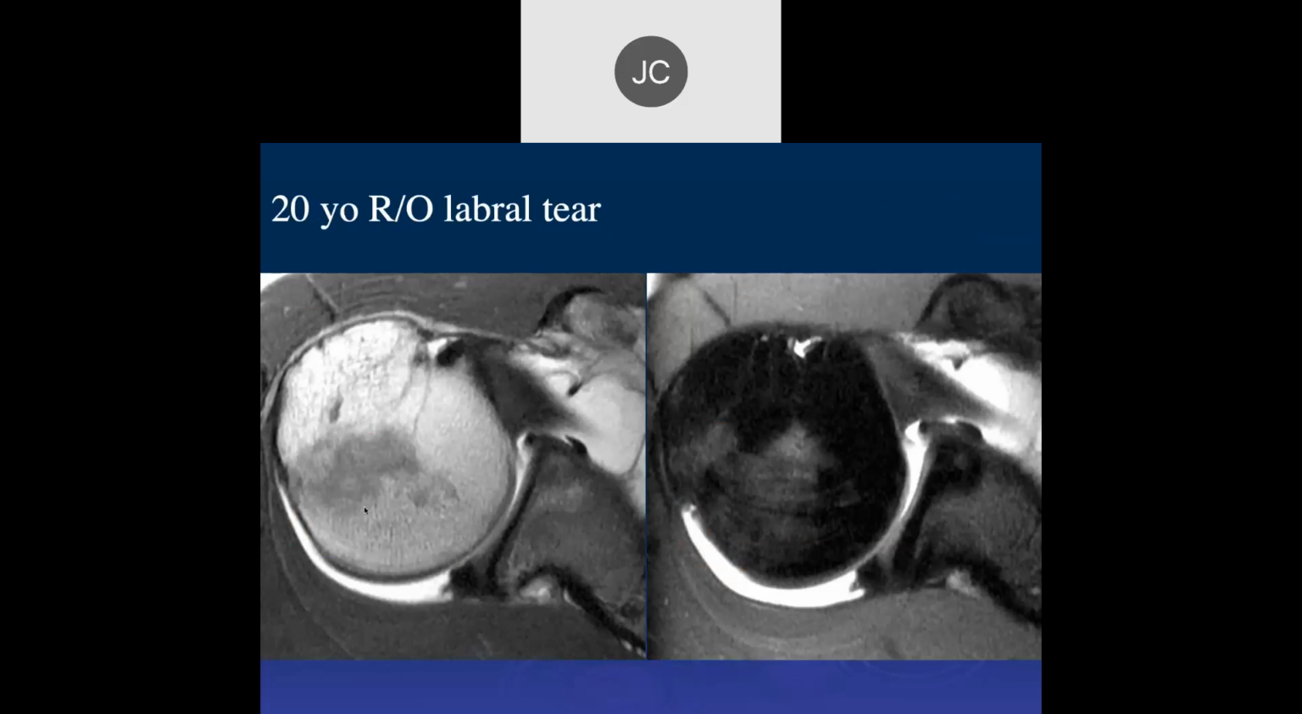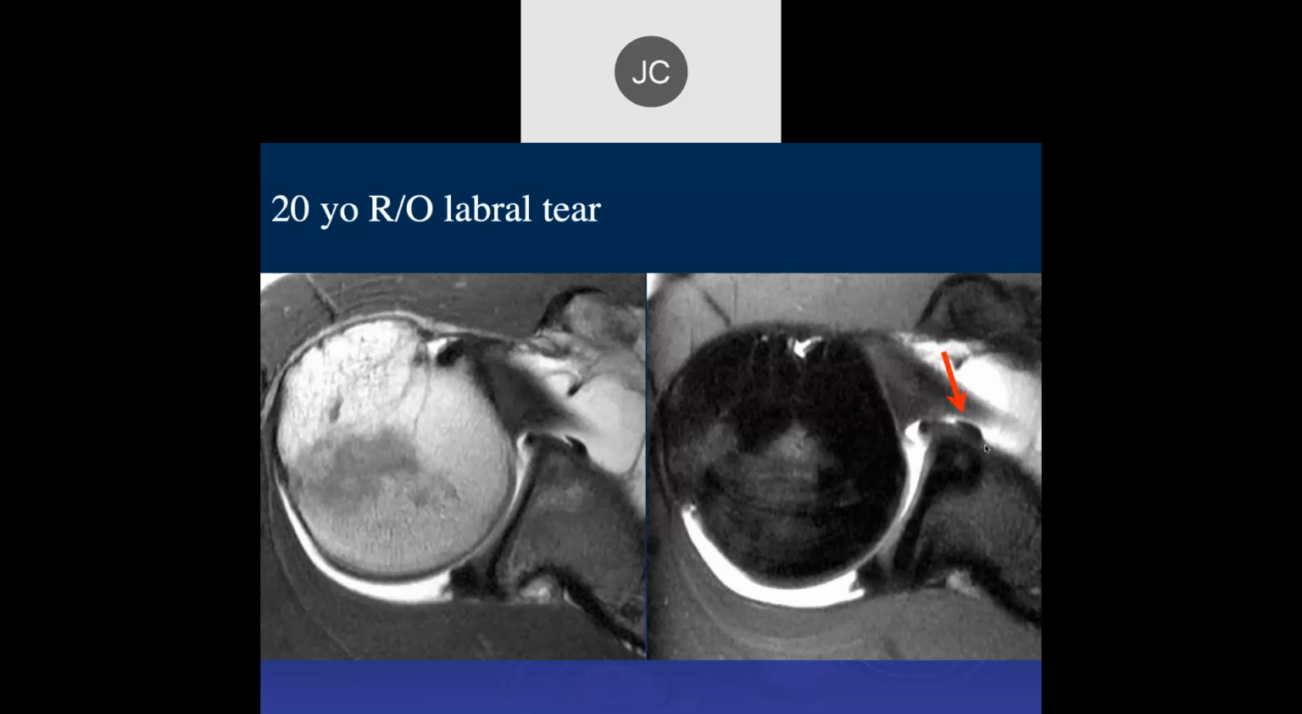So we have a 20-year-old with a labral tear. Posterior labrum, I think, looks okay. The anterior labrum, I think, is a little bit blunted. Okay, discrete tear. So why do you think it's blunted? There's probably been some sort of trauma, maybe a prior dislocation. Okay, maybe. What do you think this thing is?